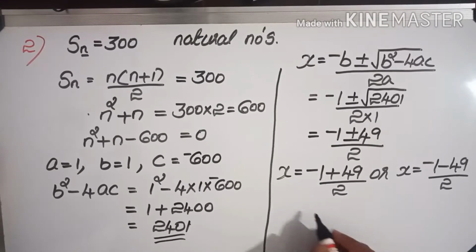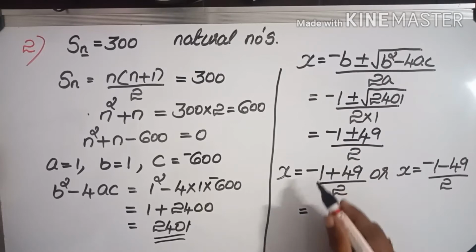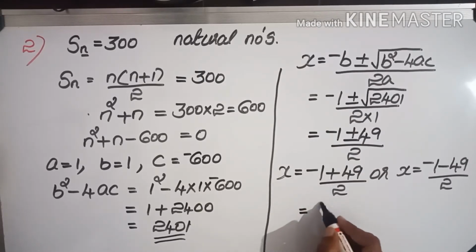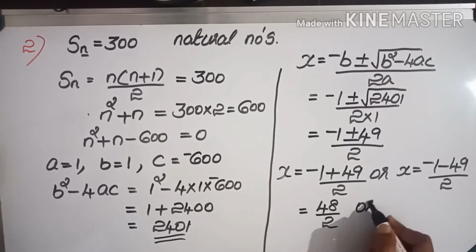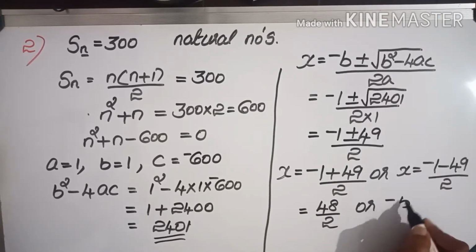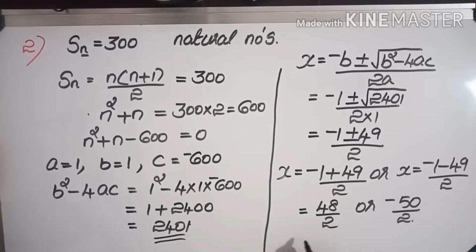So minus 1 plus 49: a bigger and a smaller number with different signs, so 49 minus 1 is 48, 48 by 2. Or both are the same sign, so minus 50 by 2. So the answer is 24, or minus 25. One is a positive sign and one is a negative sign. Here what we need is how many numbers we have to add in order to get the sum as 300.